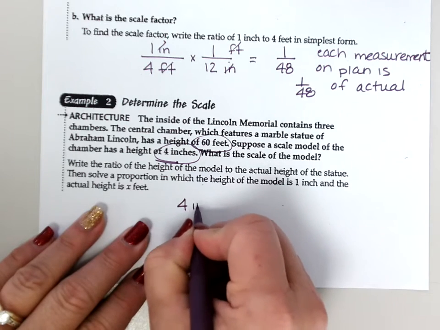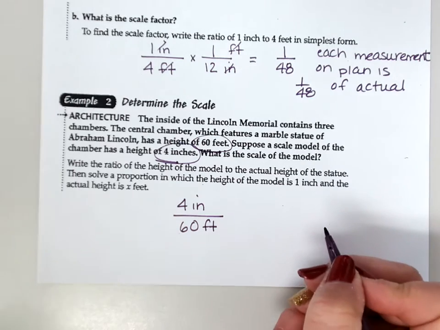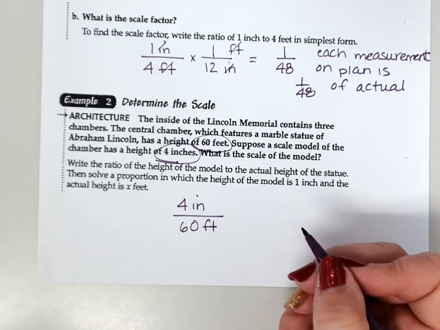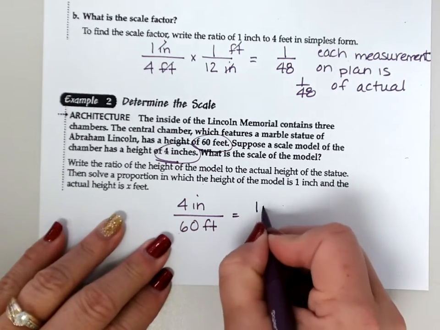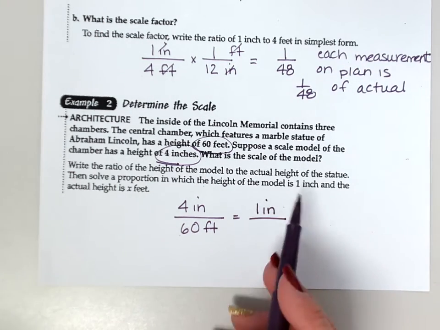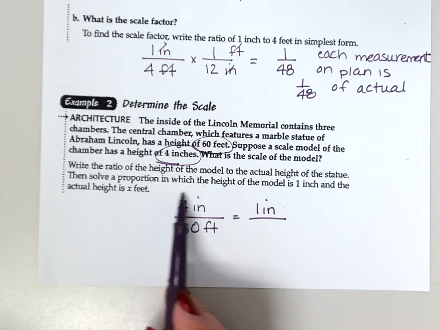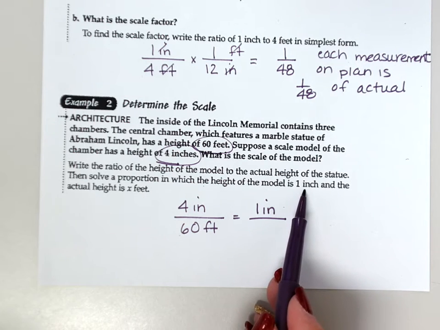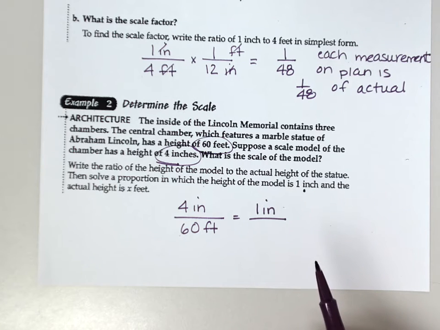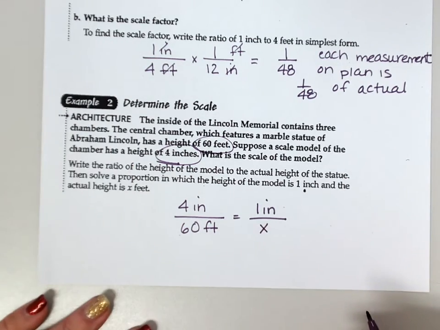So right now it says that every 4 inches is 60 feet, but when we make a scale, we don't say 4 inches, 2 inches, 5 inches. We always want it to be something easy like 1 inch. So anytime you're going to make a scale, you're going to put 1 inch. So we're going to write the ratio of the height of the model to the actual and solve the proportion, where the height of the model is 1. So anytime I want to make a scale, I want it to have 1 inch equals so many whatevers. And so that's the X here, okay?